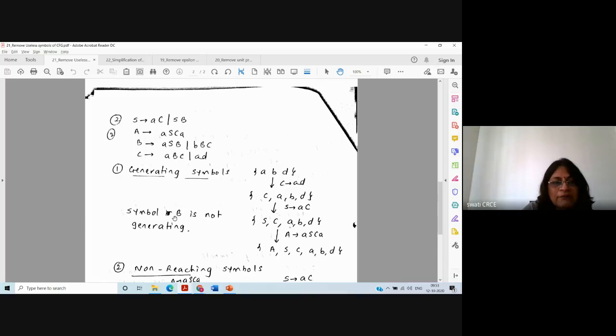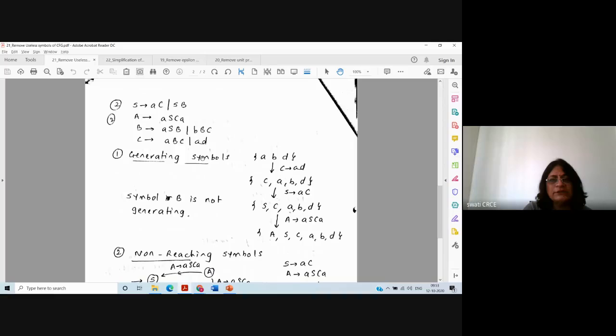So if we identify any non-generating symbol from the grammar, simply remove B here. Remove B and remove all the rules which are there with B. So remove this SB, remove this B, all the rules, and remove even this rule. And your grammar is simplified. Okay. After this, now you have to take the check for the non-reachable symbol.